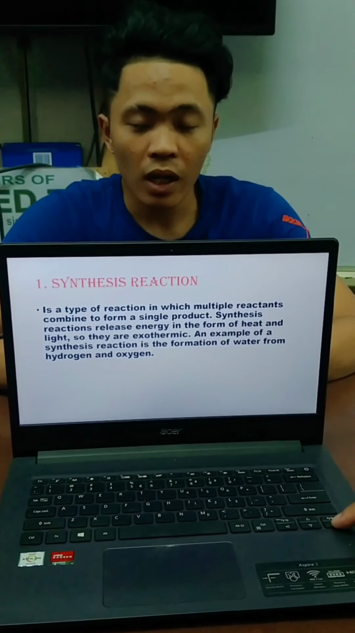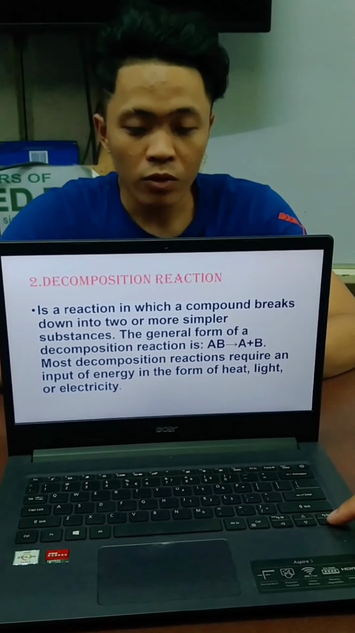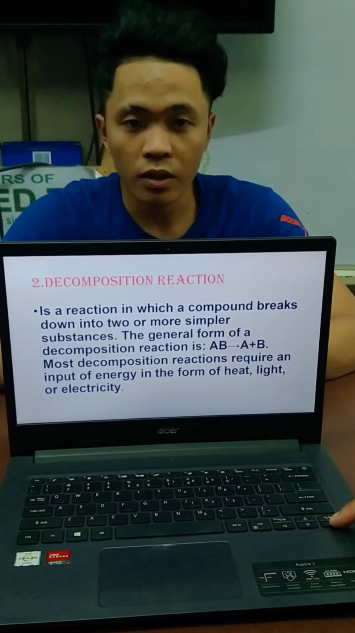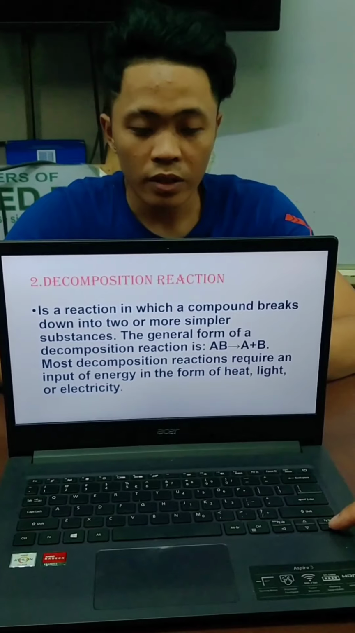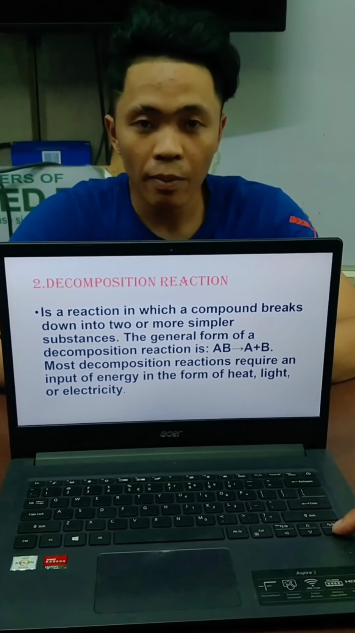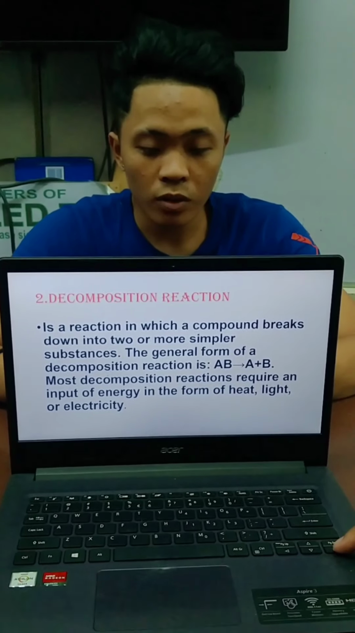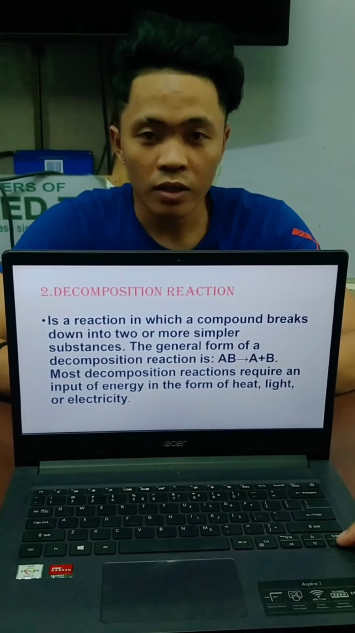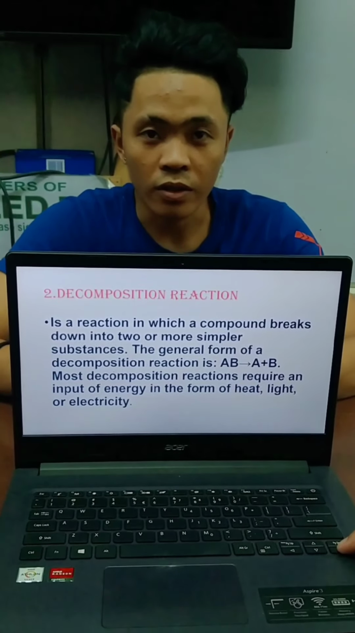The second chemical reaction is the decomposition reaction. It's a reaction in which a compound breaks down into two or more simpler substances. The general form of a decomposition reaction is AB to A plus B. Most decomposition reactions require an input of energy in the form of heat, light, or electricity. And here's an example of a decomposition reaction.